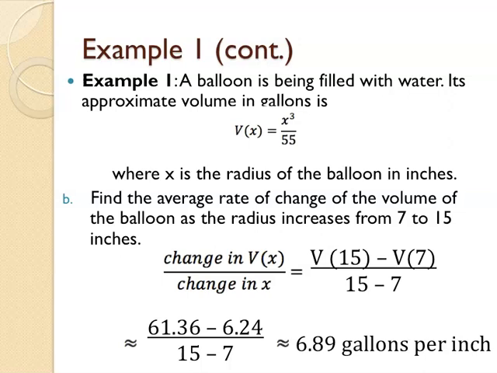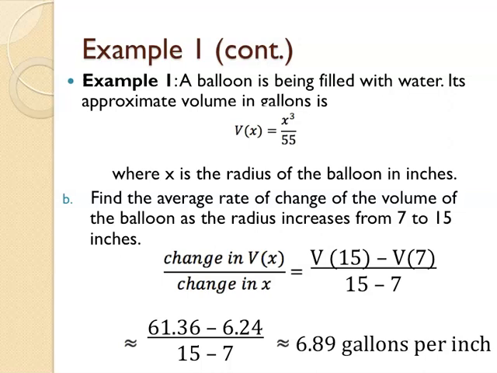So it seems that when you're working with a larger radius, the rate of change is going to be higher, right? Before, from 5 to 10, we found that on average the rate of change is 3.18 gallons per inch. But now, going from 7 to 15, we have an average rate of change of 6.89 gallons per inch.